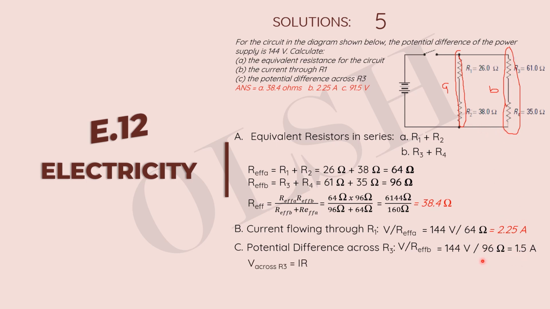flowing through that network. So we can easily find the voltage across R3 by using that current that flows through it and multiplying it by its resistance, because we have V equal to IR. If we multiply that current by this resistance, because that is the current that flows through this resistor, we will find the voltage across this resistor alone. So if we do that, we have 1.5 amps times 61 ohms, and that will give us 91.5 volts.